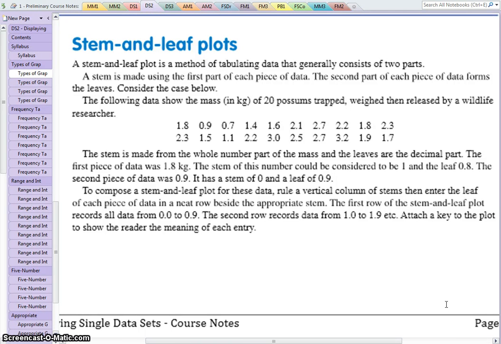All right, guys. Number 3, we're up to the third part of the DS2 displaying single data sets worked examples. We're having a look at stem and leaf plots now.